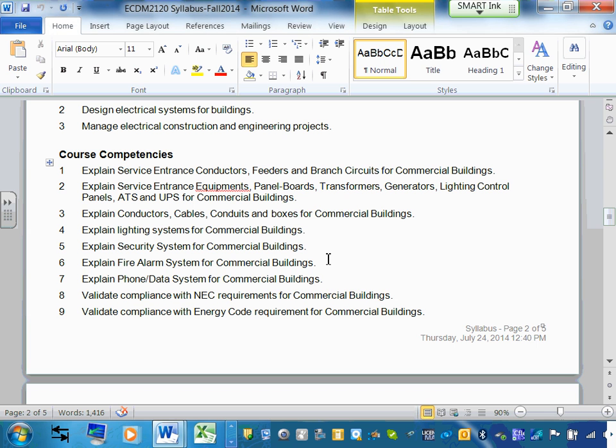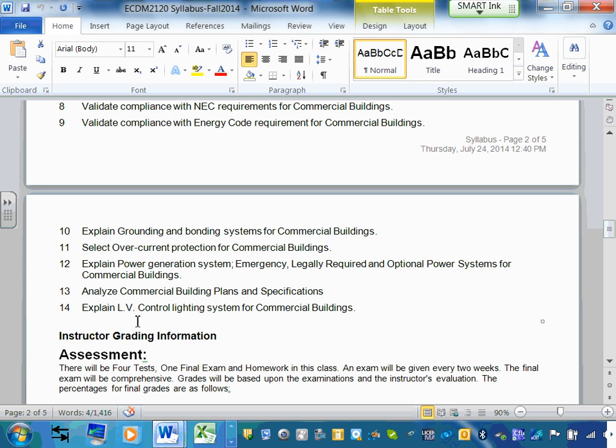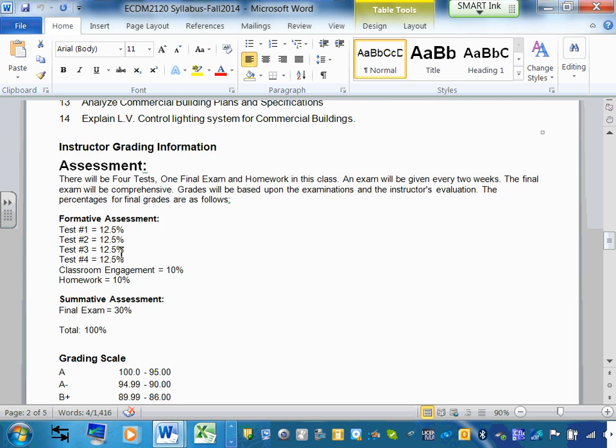That's why you can't do the project without doing the theory and the calc, because we explain the service. Because, okay, do the service. Well, I don't know how to do the service. What is the service, Chad? You know what I mean? So all this information, guys, the competencies: security system. What is a security system? How is it put together? Fire alarm, phone, data, ATS, analyze commercial building plans and specification. All this information I'm going to give you.